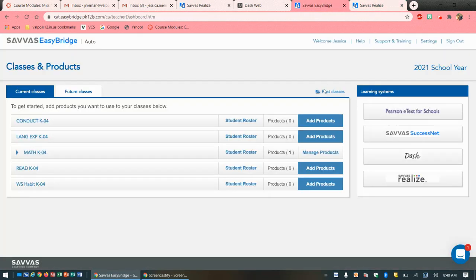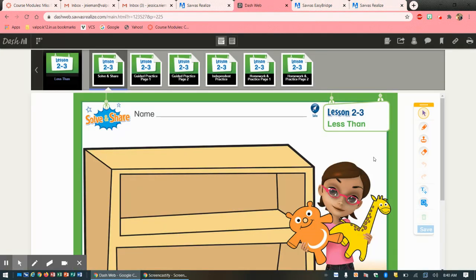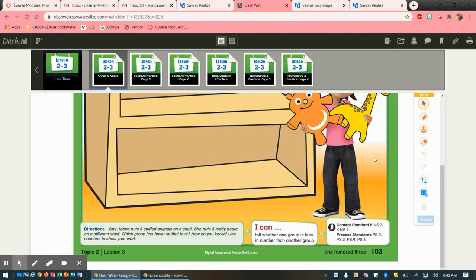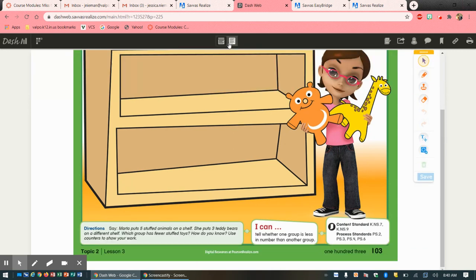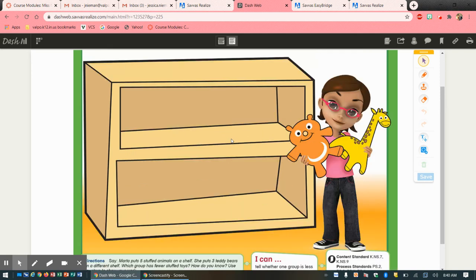Alrighty. I'm going to use my notebook over here. On page 103 is lesson 2-3. It says, Marta puts 5 stuffed animals on a shelf. She puts 3 teddy bears on a different shelf. Which group has fewer stuffed toys? How do you know? Use counters to show your work. So I'm going to use orange and yellow.